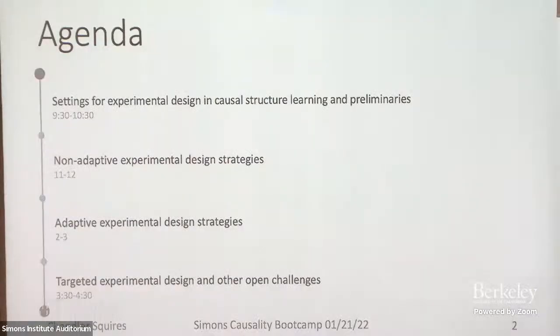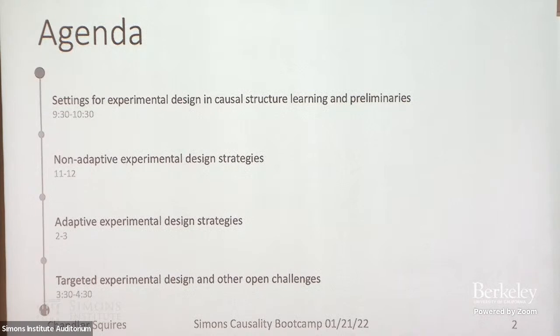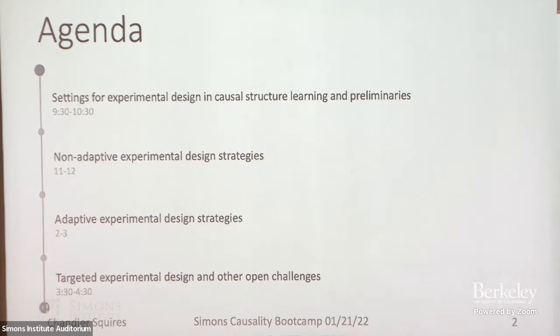May or may not stick exactly to this division of things, but I'm thinking in the first hour, we'll go through some of the aspects of the different settings that you might be doing experimental design in. And really nail down and clarify those so that we understand what settings each of the different algorithms are going to be operating in. And then we'll do some preliminaries that build on some of the stuff from the first and second day in terms of what sort of information can be learned from interventions.